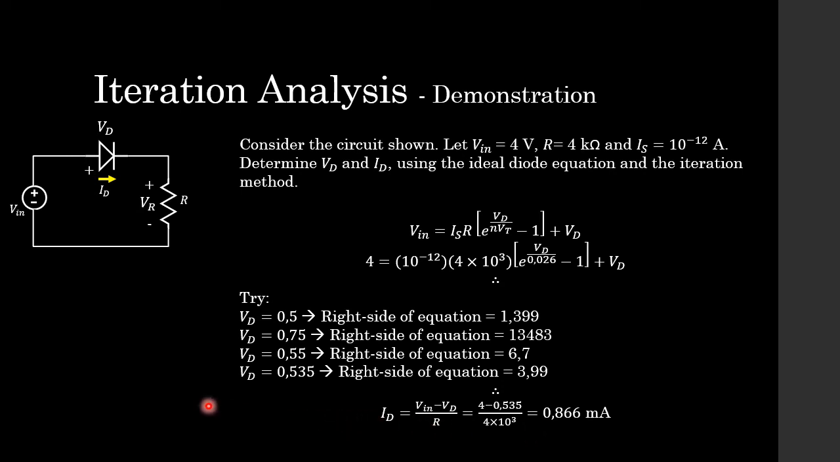And that, students, is the iteration analysis of a diode circuit put into practice. Now you must note that if you are asked to use this iteration analysis method, you have to be given the saturation current or enough terms to calculate your saturation current. And then you simply use this equation over here and keep solving the right side till it equals the left side.